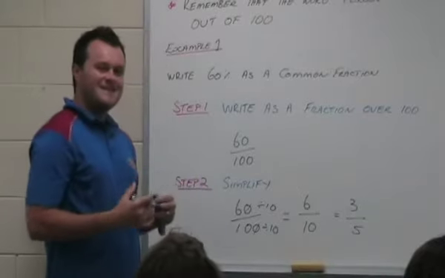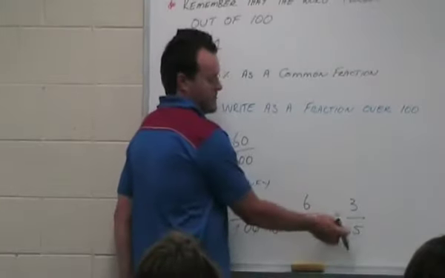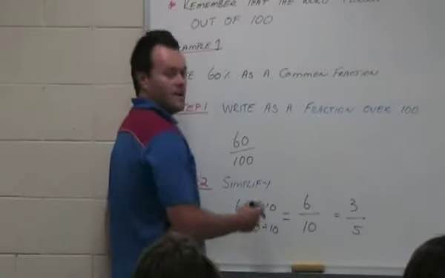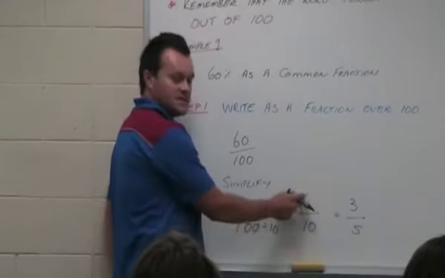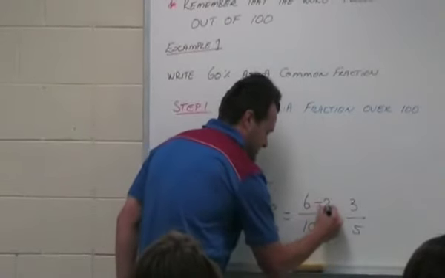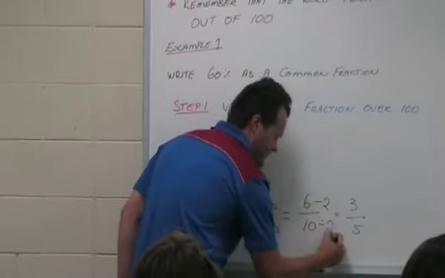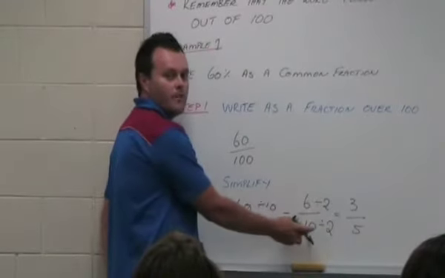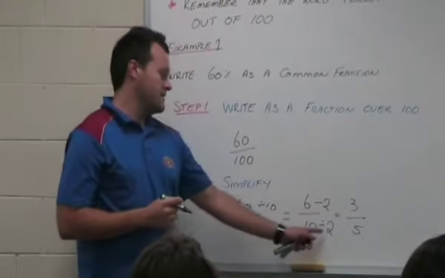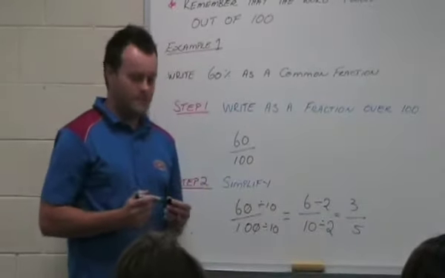We can then take that down a little bit further, to my final answer being 3/5. How do I get to 3/5? I said, what's a number that goes into 6 and goes into 10? And the answer there is 2. So what I'm doing to the top, I must do to the bottom. 6 divided by 2 gives me 3. 10 divided by 2 gives me 5.